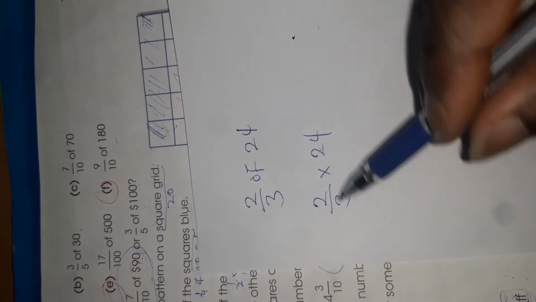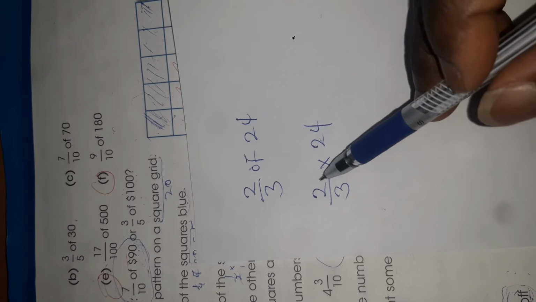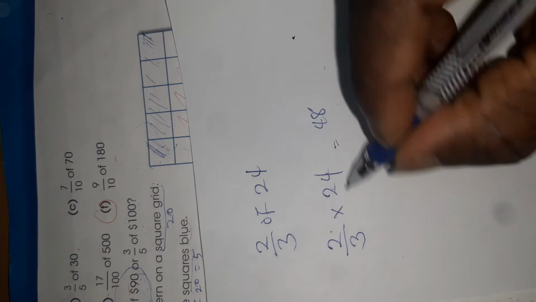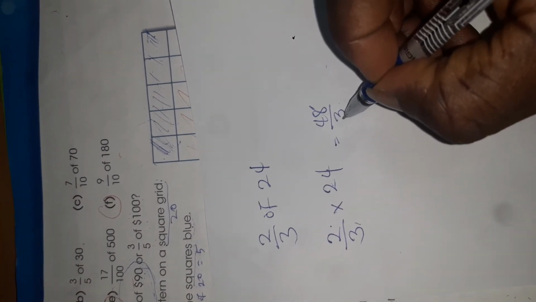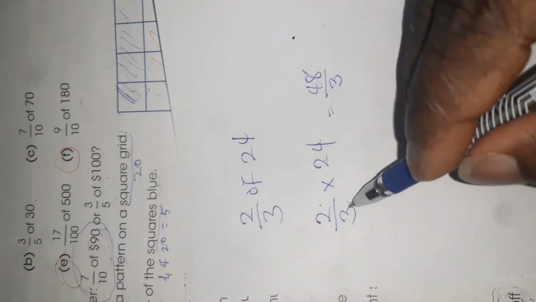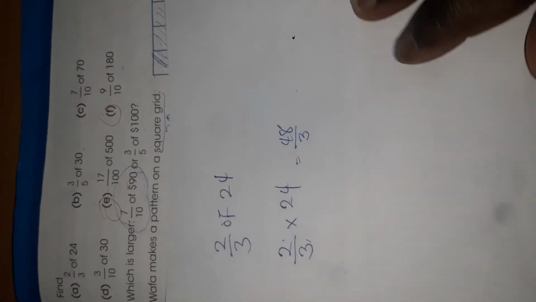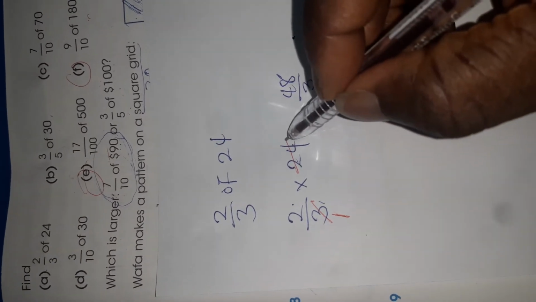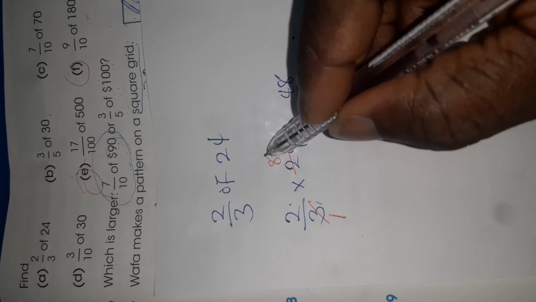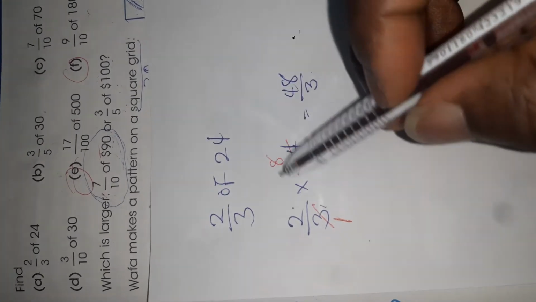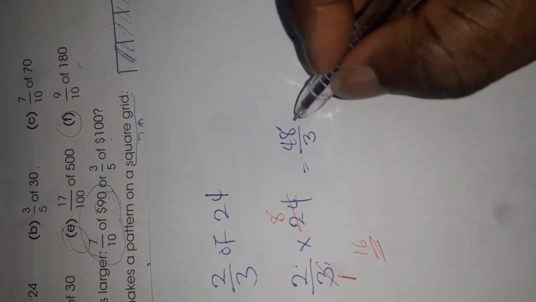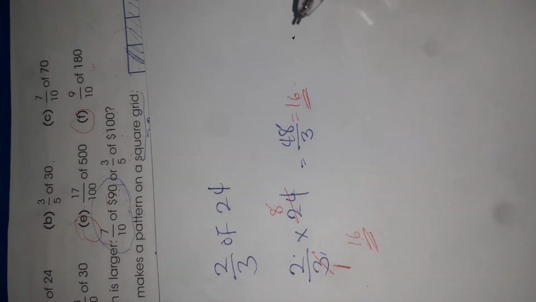Now I can solve this in 2 ways. It's either to say 2 multiplied by 24 to give you 48 and divided by 3. Or you can say that 3 can cancel itself 1 time and 3 can divide 24 how many times? 8 times. Okay, so you can now multiply the remaining numbers. 2 multiplied by 8, you have 16. So 48 divided by 3 is what? 16. Is that clear?